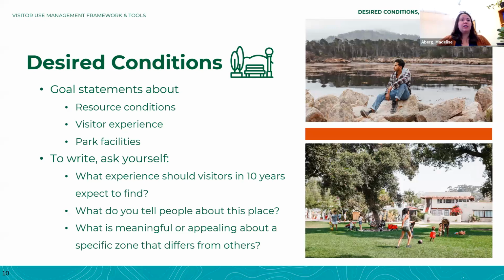So desired conditions are goal statements about resource conditions, visitor experience, and park facilities. When you're writing these, typically you would ask yourself things like, what experience do visitors in 10 years expect to find here? What do you tell people about this place? And what is meaningful or appealing about a specific zone of the park that differs from others? You might also get inspiration or have desired conditions already in your general plan or in other foundational or visioning documents for the park.